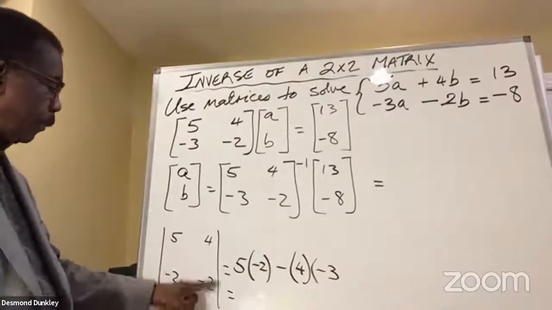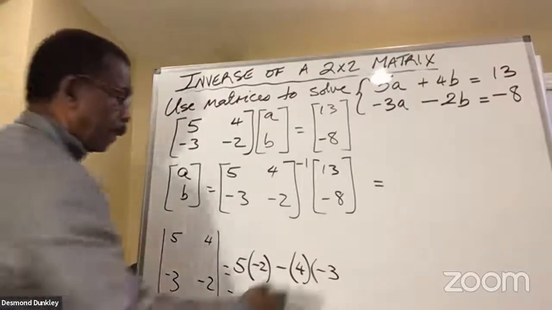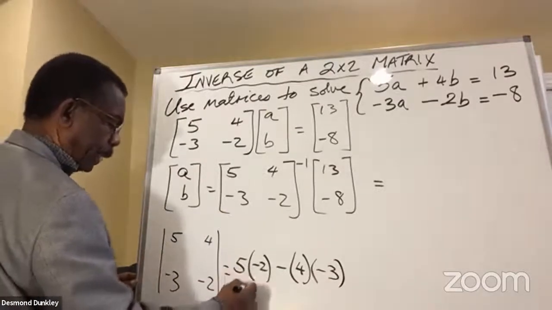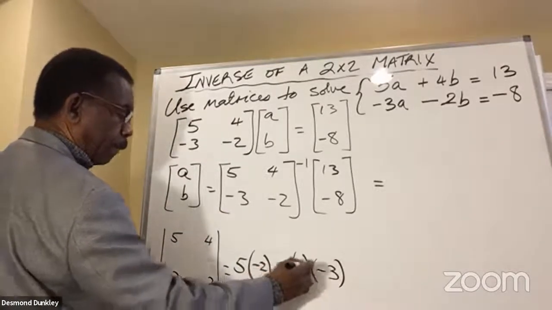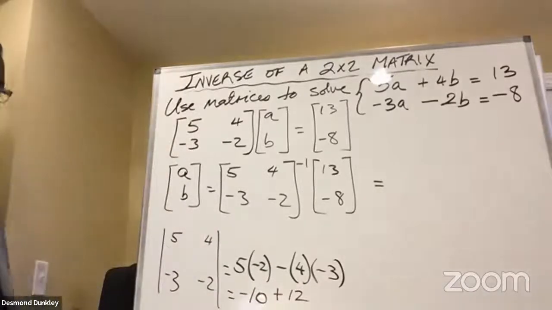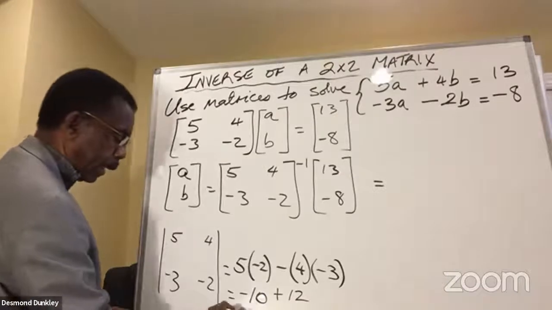5 times negative 2 minus 4 times negative 3. What do we end up with? 5 times negative 2 is negative 10. Negative 4 times negative 3 is plus 12, which gives me positive 2.